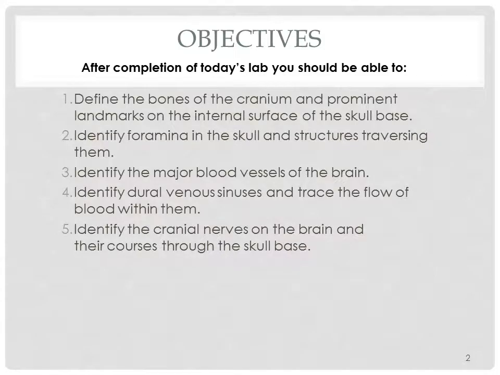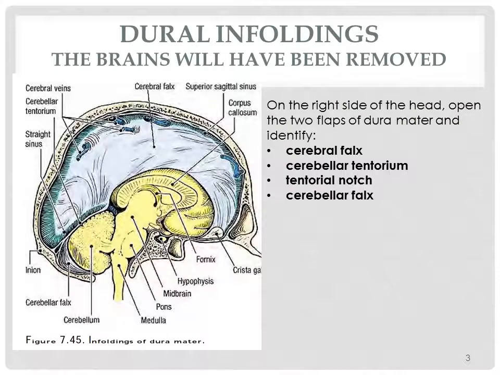So now, with the brains removed, you should be able to identify without any trouble some of your dural infoldings, starting off with the biggest one, which is your cerebral falx, the falx cerebri. Then you have the little tent over the cerebellum, the cerebellar tentorium. The tentorial notch is the hole in the cerebellar tentorium that allows for passage of the brainstem. And then you have a really small one, the cerebellar falx.